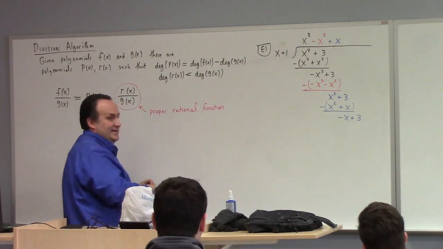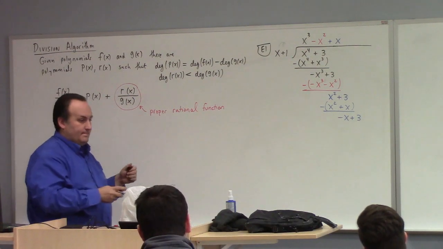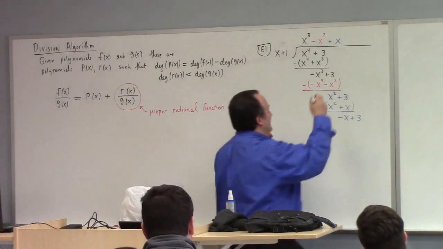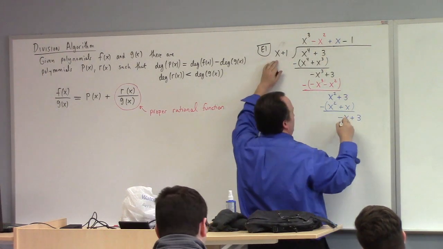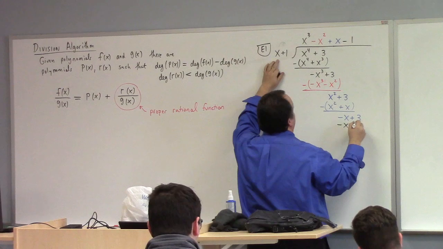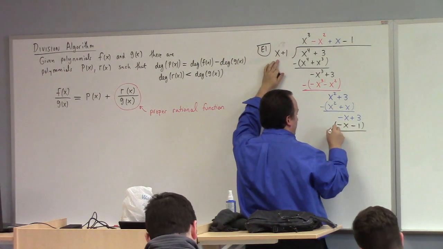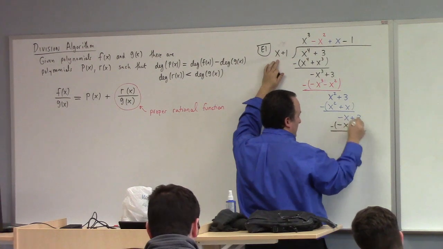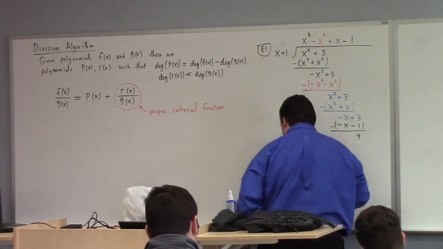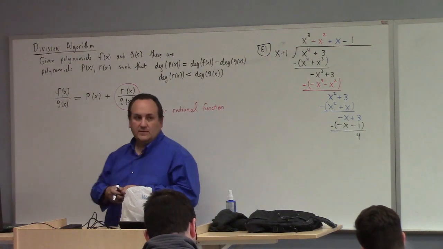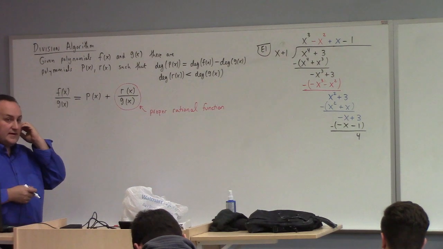How do I get rid of that minus x? What do I do? Add. Okay, so how about minus 1? Minus 1, right? That's going to give me minus x minus 1. I subtract them. And 3 minus a minus 1 gives me 4. 4 is the remainder because that's a smaller degree than x plus 1.